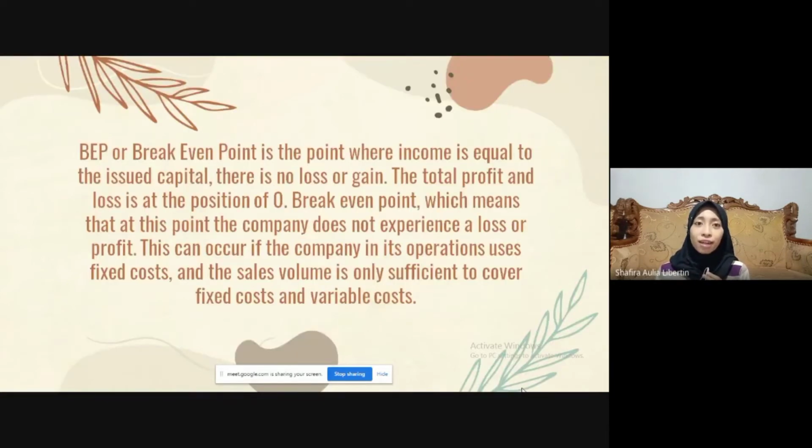Okay, let's start with the definition of break-even point. BEP or break-even point is the point where income is equal to the issued capital. There is no loss or gain. The total profit and loss is at the position of zero. This means that at this point the company does not experience a loss or profit. This can occur if the company in its operation uses fixed costs and sales volume is only sufficient to cover fixed costs and variable costs.